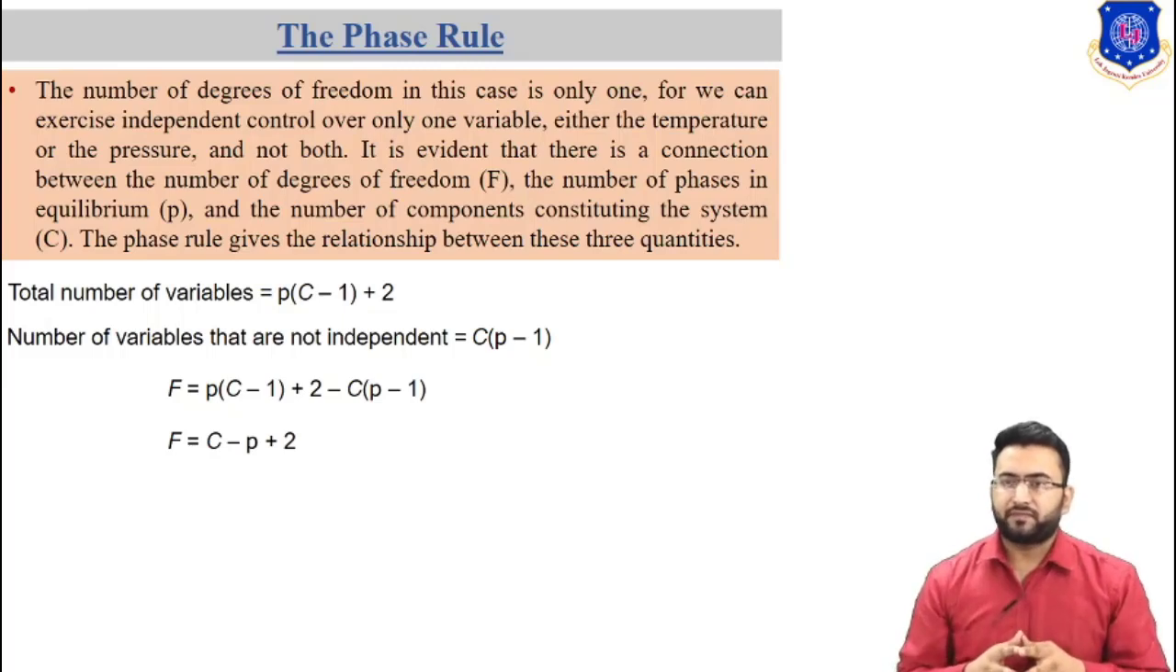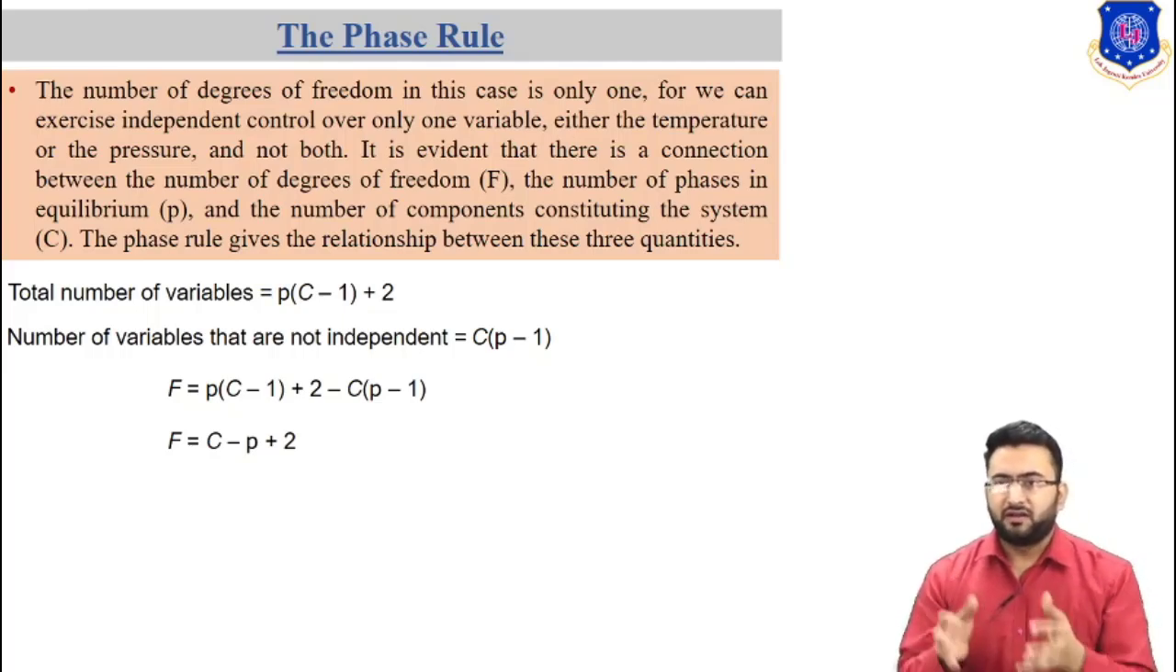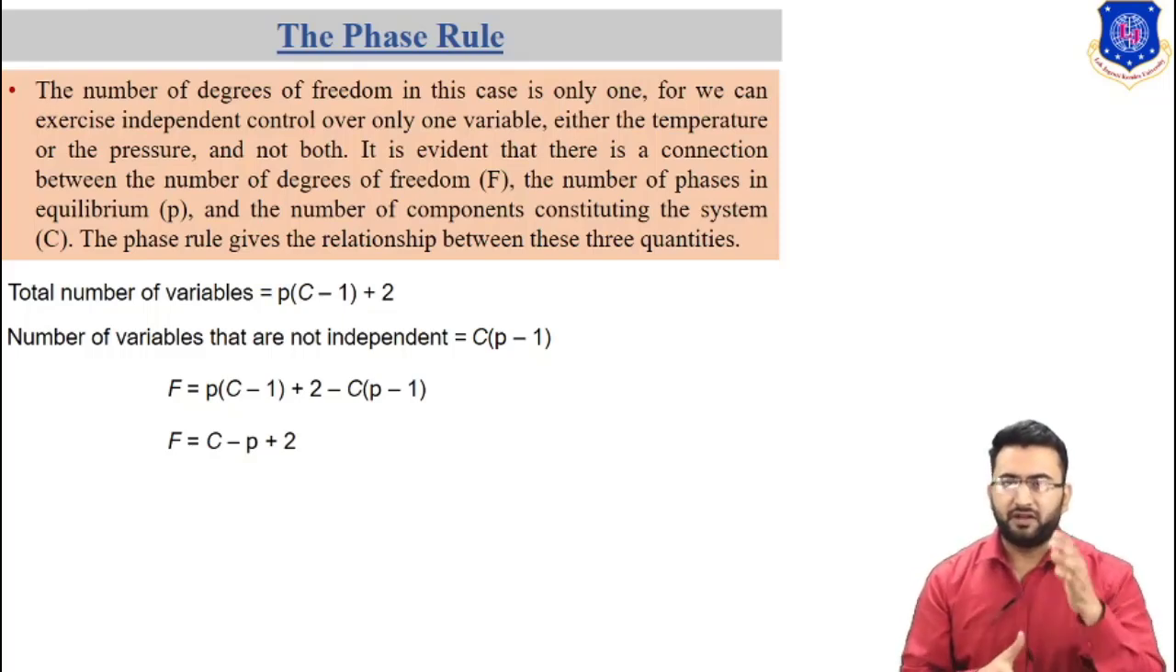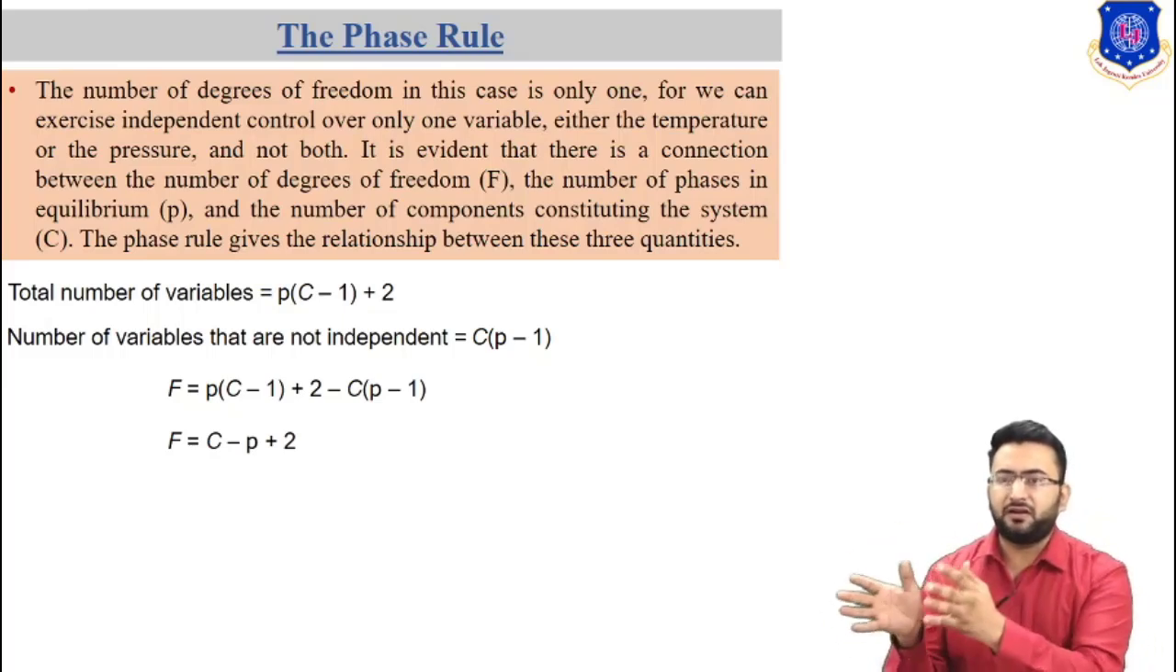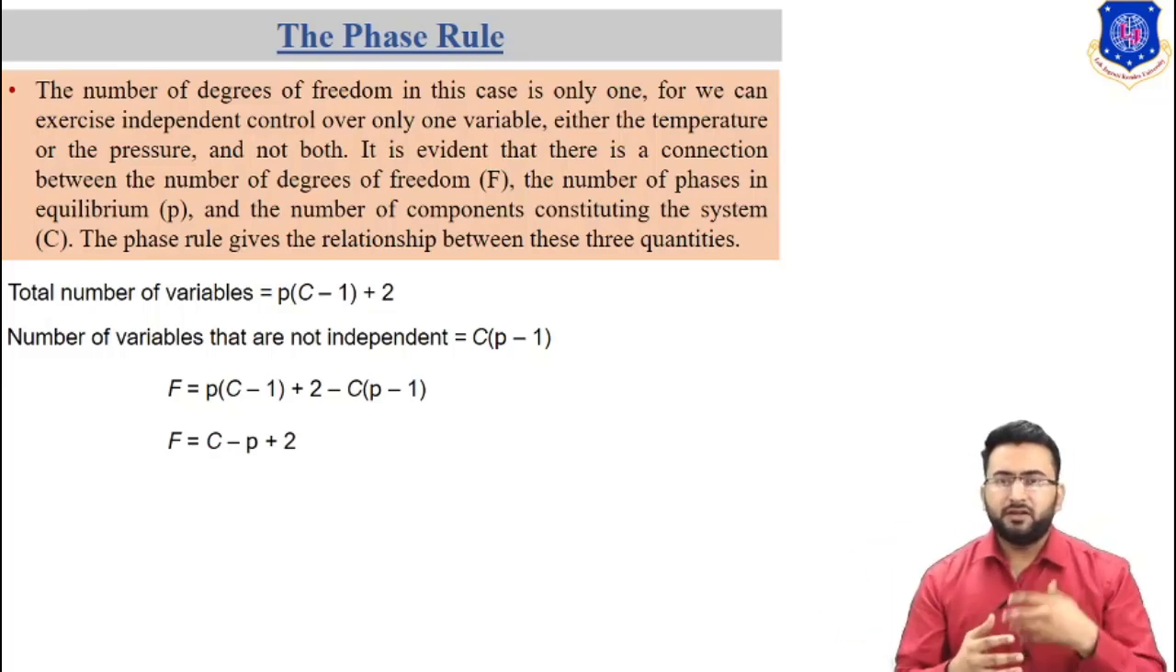Let's consider a homogeneous phase of a pure substance, like water contained in a beaker or carbon dioxide gas confined in a cylinder. The state of the system is determined whenever two properties are set at definite values. Here the number of degrees of freedom is 2.